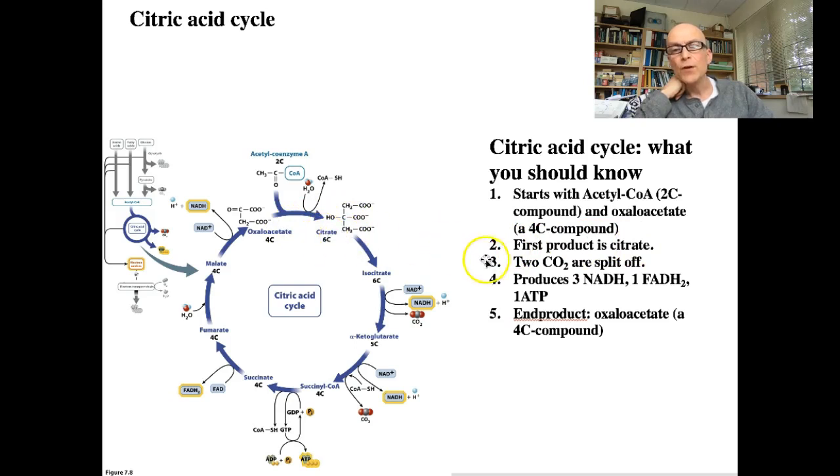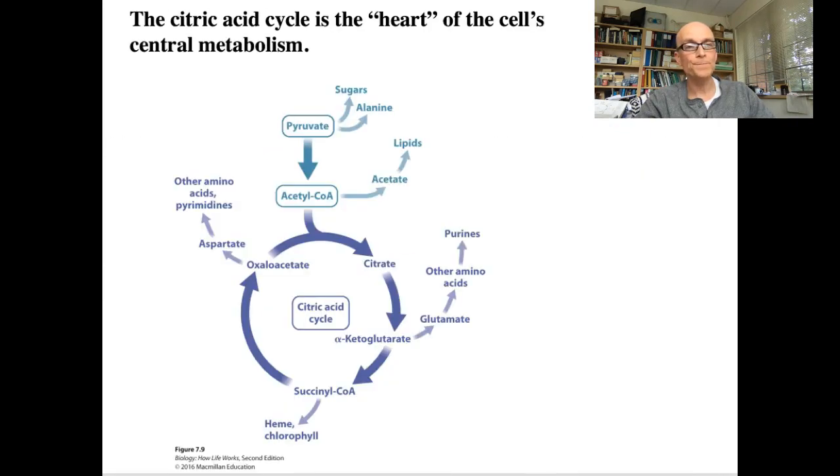You should know that. You should know that 2 carbon dioxides are split off here and here. Where exactly, I don't care so much that you know. And you should know that the cycle itself produces 3 NADHs, 1 FADH2, and 1 ATP. And that the end product is the beginning product, if you will. It's oxaloacetate. This product is regenerated after it's modified to citrate by going through this entire cycle here. So if you remember this, I think you're pretty good off.